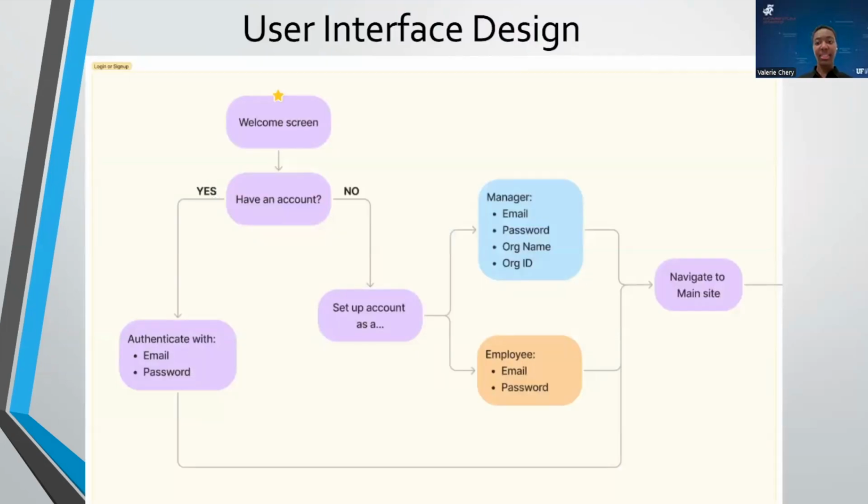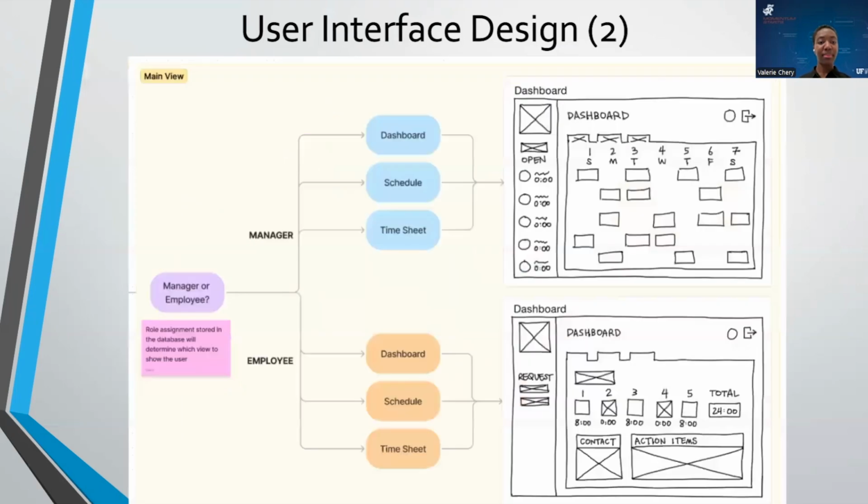For the user interface design, this flow diagram demonstrates how a user will be filtered between the manager and employee roles when creating an account, and what credentials will be asked for when logging back in. A manager account will be able to store that information needed to create an organization and will be able to have active employees added to the organizations. Once the user credentials have been verified by the backend, the website will be navigated to the main dashboard.